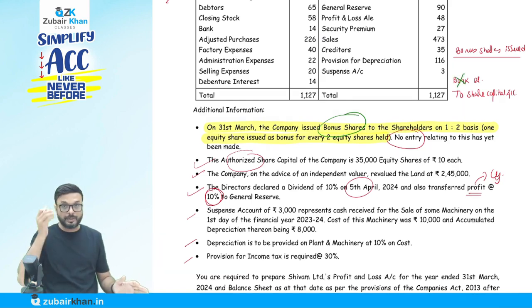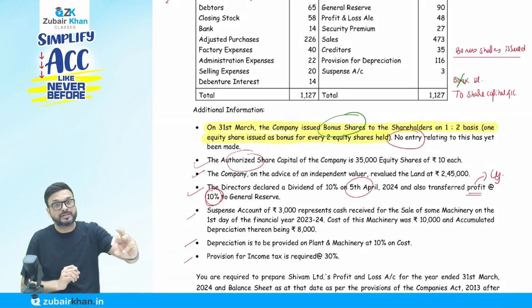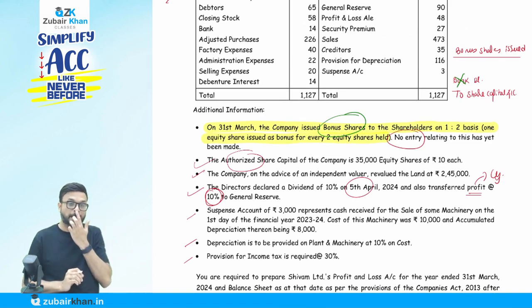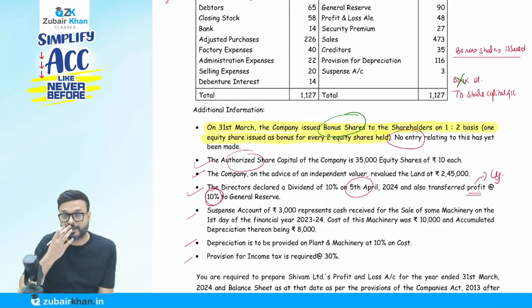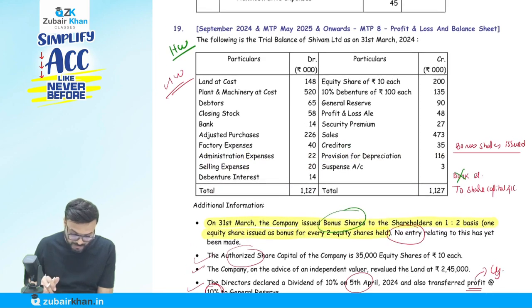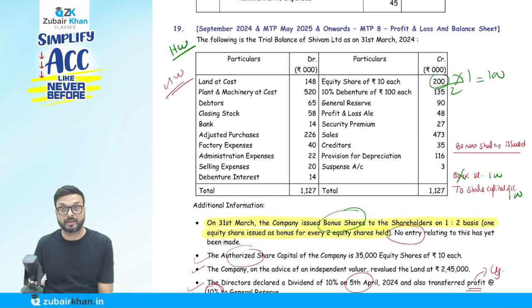So I cannot debit bank account or cash account because we are not receiving the amount from shareholders. Something should be debited. So we debit reserve and surplus. Generally we debit general reserve, profit and loss account. But what is the amount for that? For every 2 shares, 1 is the bonus share. So we have a share capital of how much? 200. So you can say for every 2, 1. So divide by 2, multiply by 1, that will come to 100. So I will say 100 should be debited, capital should be credited by 100.